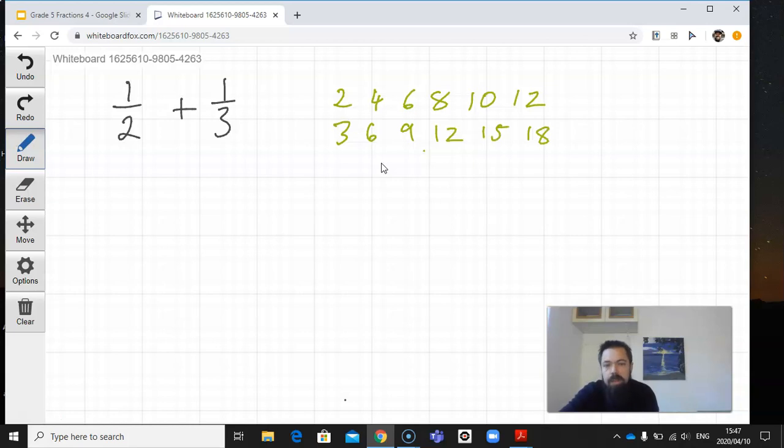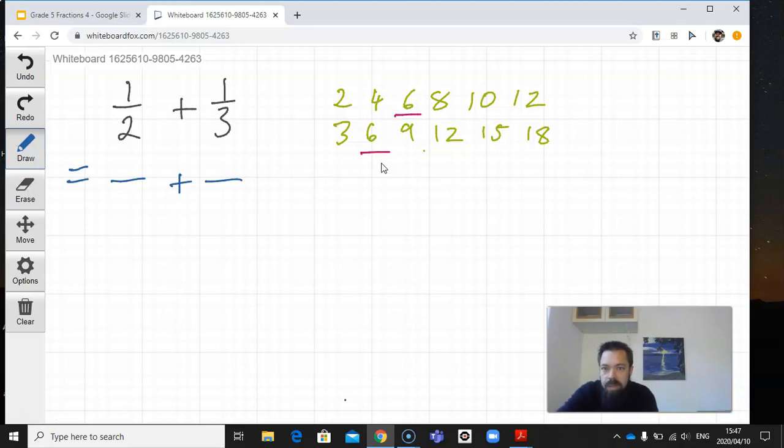Do you notice anything that is in both? There are more than one. We want to pick the smallest one that's in both. I can see that 6 is in both of those times tables. So what I'm going to do is make both of these denominators into 6.